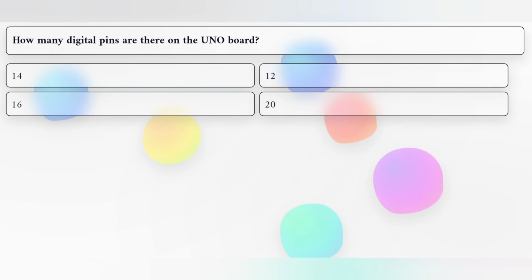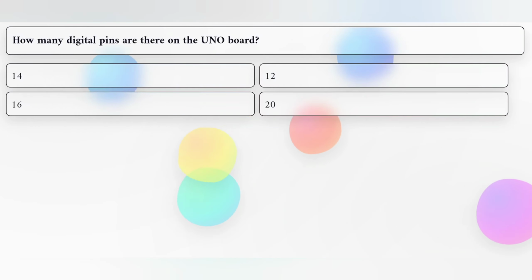How many digital pins are there on the Uno board? 14, 12, 16, 20.